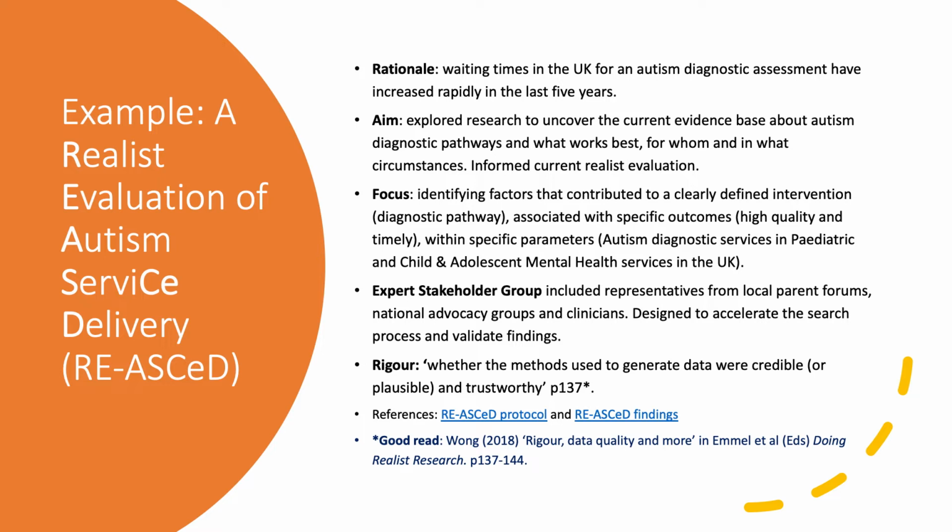the current evaluation. We set fairly rigid parameters, so factors that contributed to a clearly defined intervention, so the diagnostic pathway, associated with specific outcomes and within specific parameters. So autism diagnostic services in the UK either sit in paediatric services or CAMHS, child and adolescent mental health services.